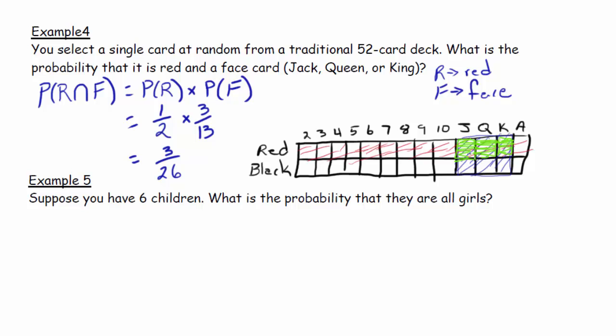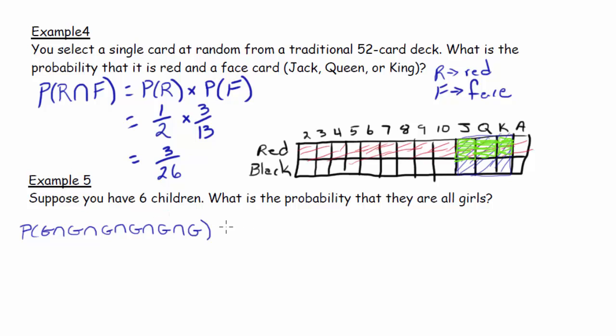So suppose you have 6 children. What is the probability that they are all girls? So we just said that the probability of having a girl on your first child or a girl on your second child, these are independent. They're not going to affect each other. So we're interested in the probability that we have a girl and a girl and a girl for a total of 6 girls.